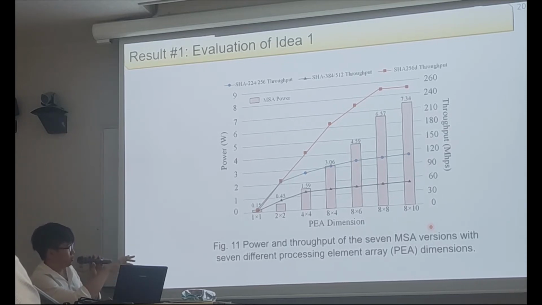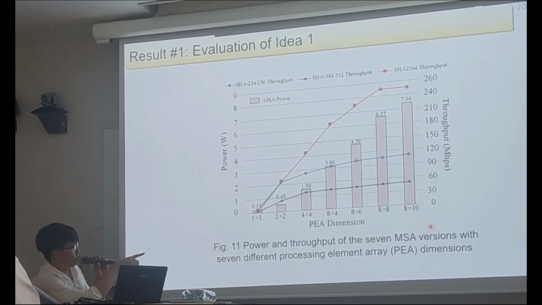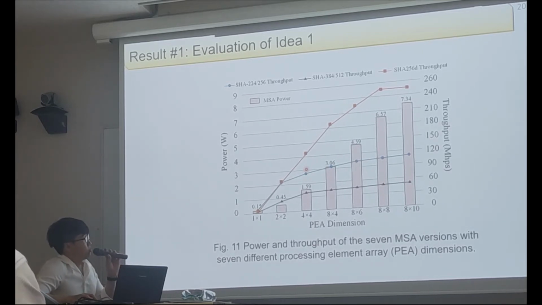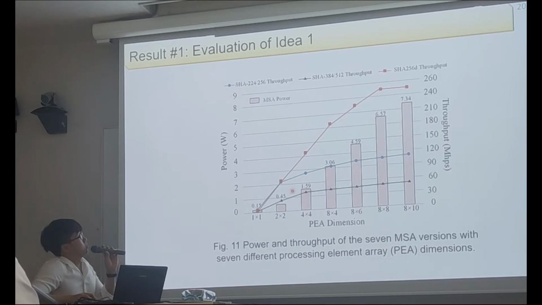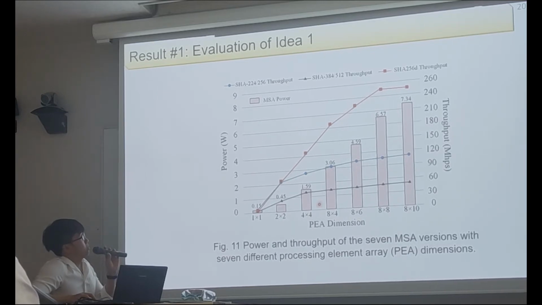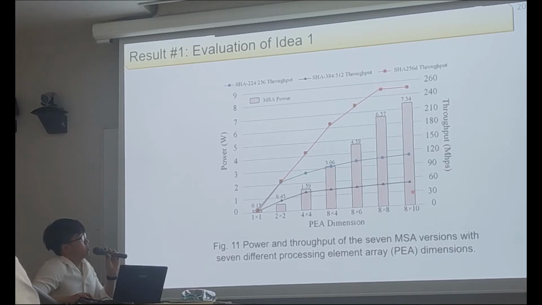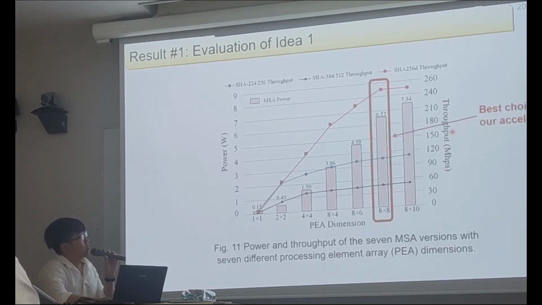As you can see here, this is the power and throughput of 7 accelerator versions with 7 different processing element arrays. At each different processing element array, they can compute various SHA functions and achieve results like that. And in this case, this is the best for our accelerator.